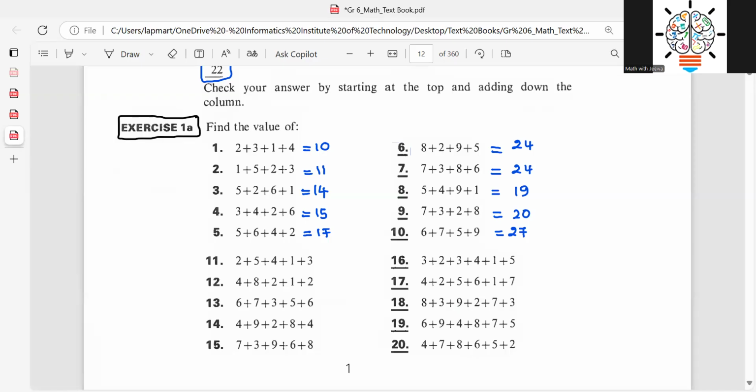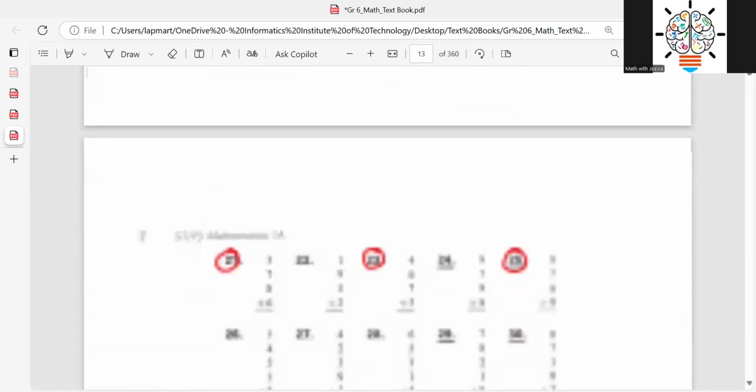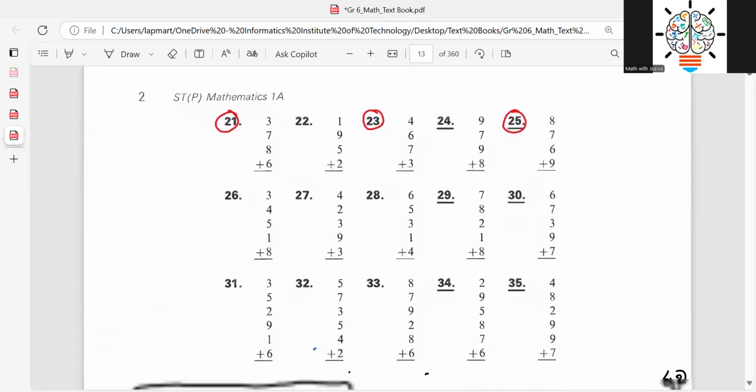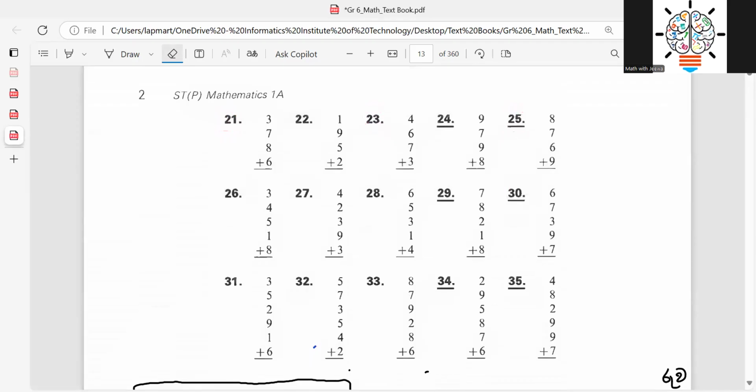So you start from the left side and then move to the right side. Then I ask you to do question numbers 21 to 30. All these questions are in columns. When you have columns, from which side do we start? We start from the bottom. If you take question number 21, 6 plus 8, 14, plus 7, 21, plus 3, 24, right? So the answer is 24.